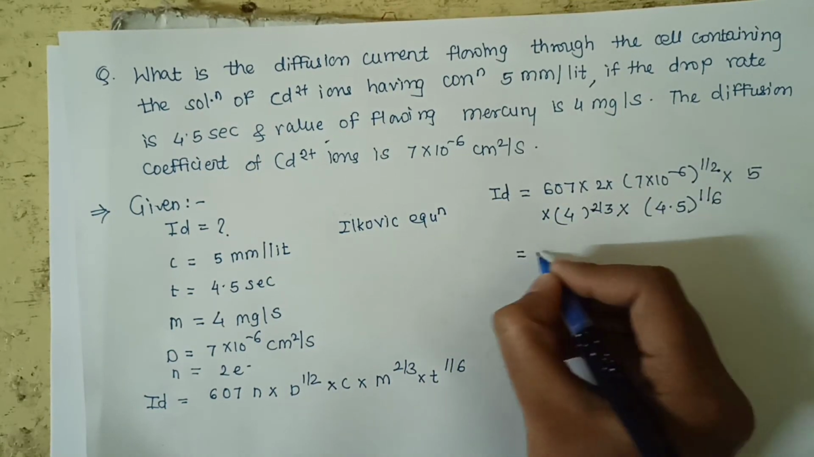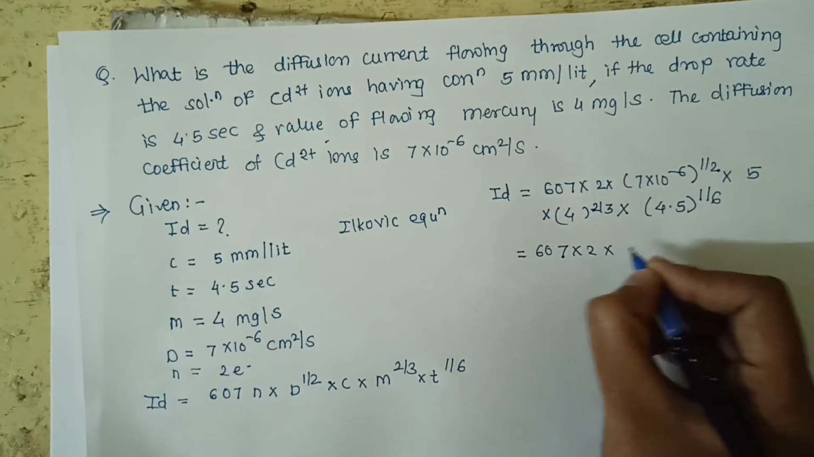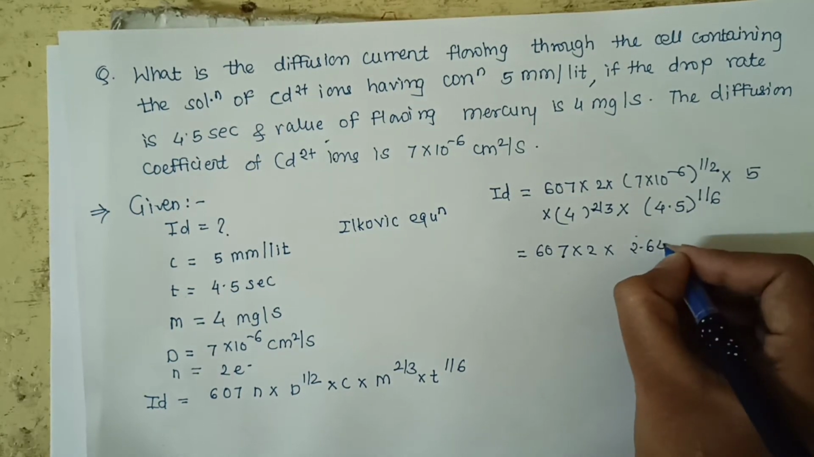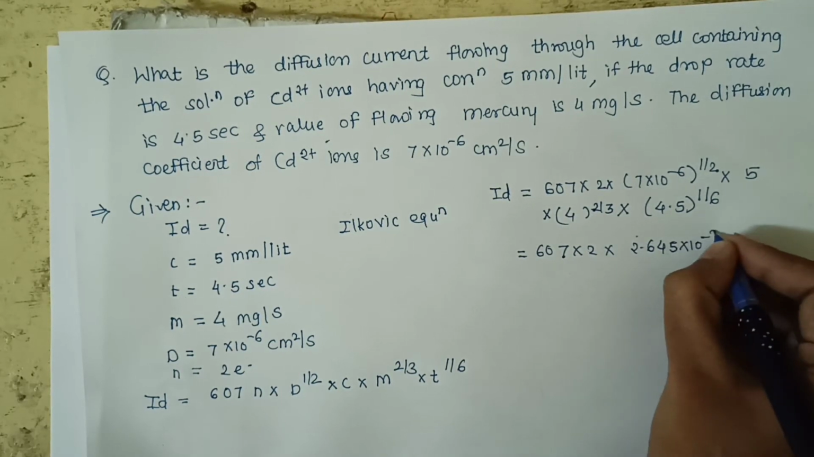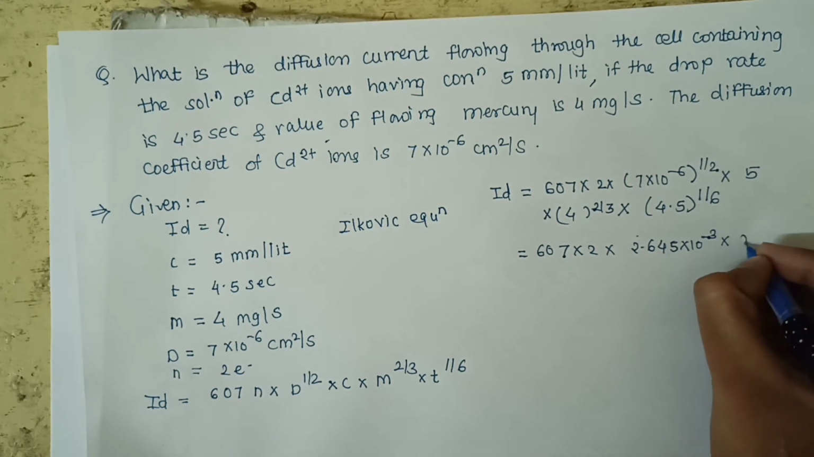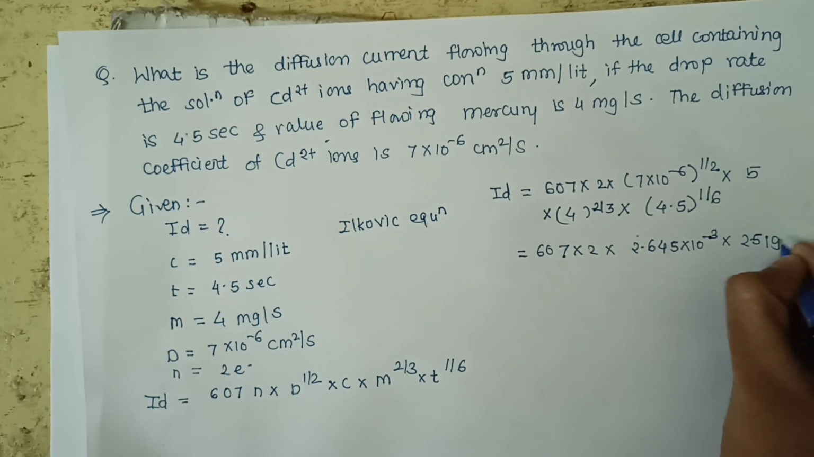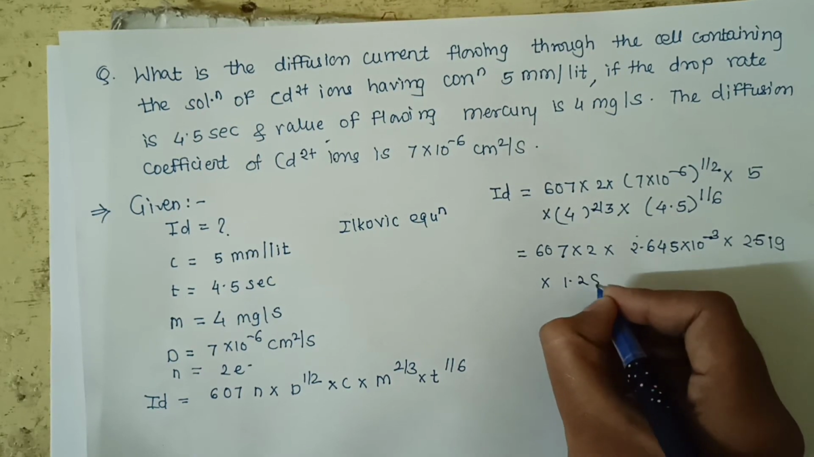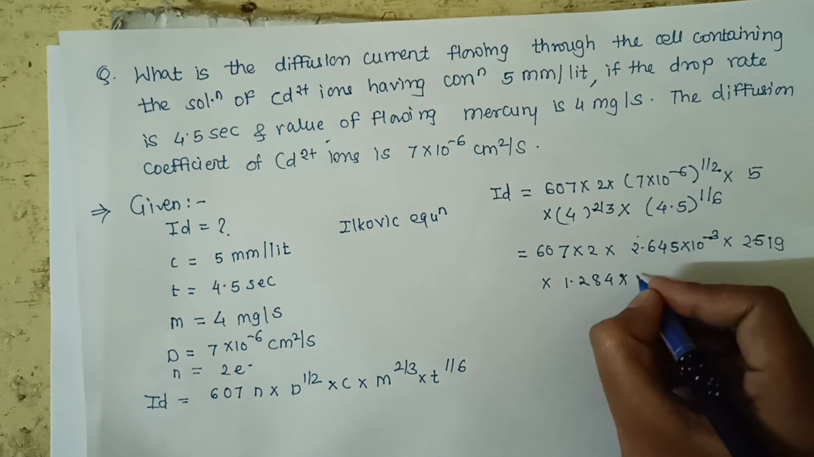So first we'll solve 607 into 2, and 7 into 10 raised to minus 6 raised to 1 by 2 value will be 2.645 into 10 raised to minus 3. 4 raised to 2 by 3 will be 2.519, and 4.5 raised to 1 by 6 will be 1.284, and 5 is the concentration.